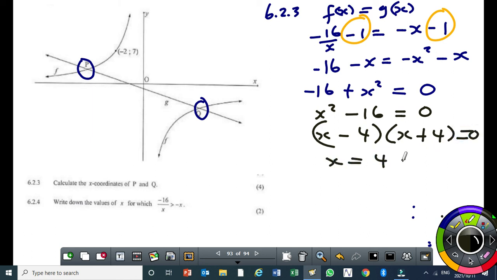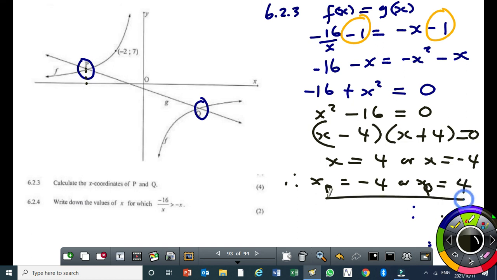So x will be 4 or x will be minus 4. Here they only said determine the x coordinates. So x P, the value of x there, is going to be negative 4, or x Q is going to be positive 4. And then you are done. In this case, we are only finding the x coordinates. No y coordinate is required, so you just have to stop there.